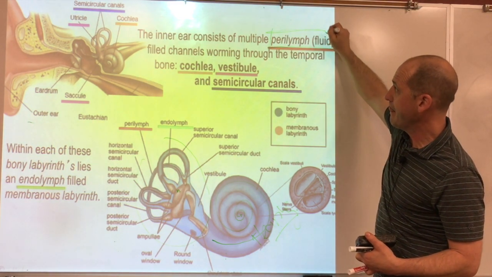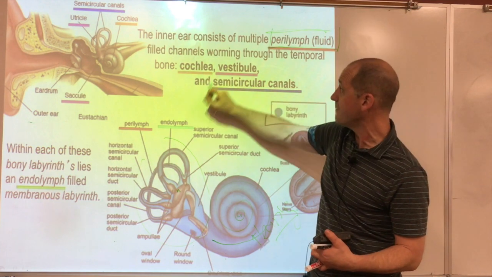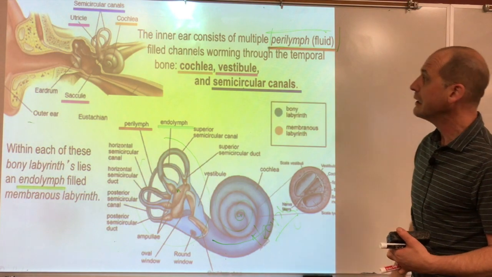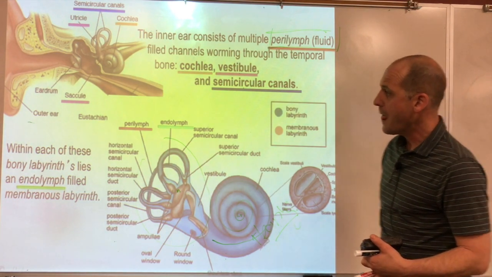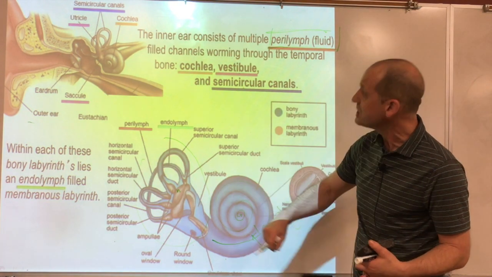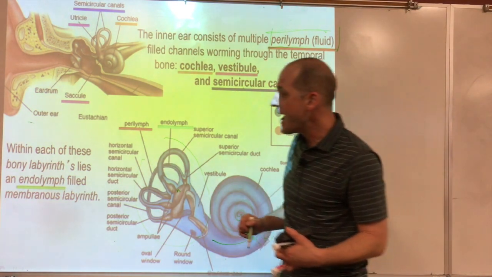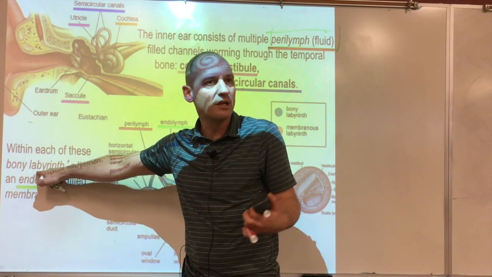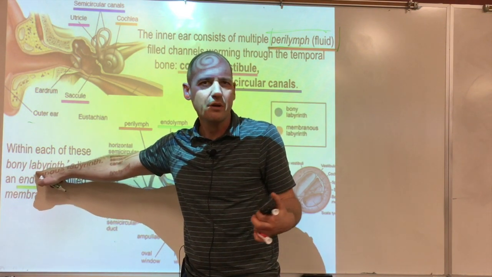Okay? And so we go through the cochlea, we call the vestibule, the semicircular canals are over here. We're going to talk about those secondarily. And then inside all those carved out channels with perilymph in it, that's called the bony labyrinth. They call it a bony labyrinth because it's carved out of bone.